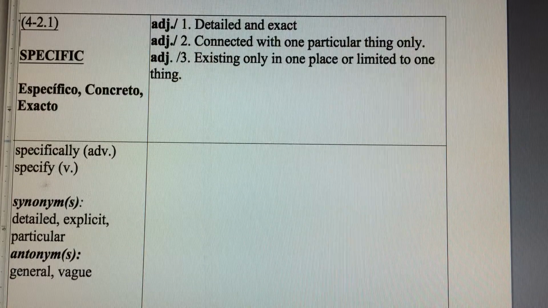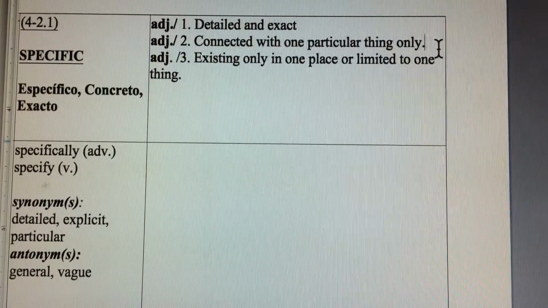Specific has 3 syllables, and the emphasis or stress is on the second syllable, se. So we say specific, specific. It is used only as an adjective, and it has 3 different definitions, and you need to know all of them.